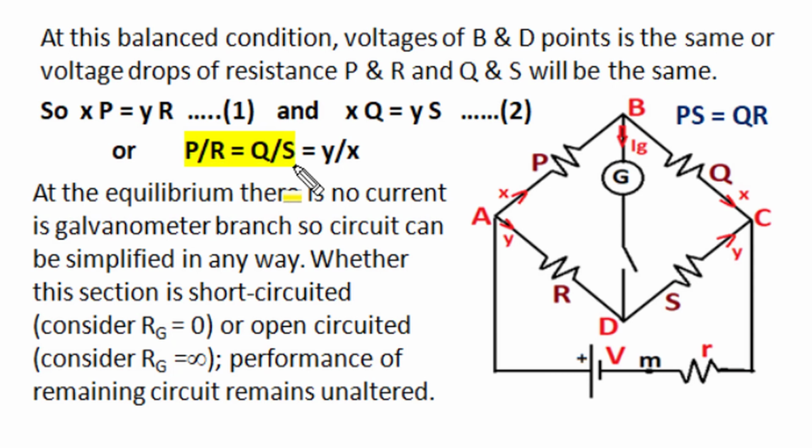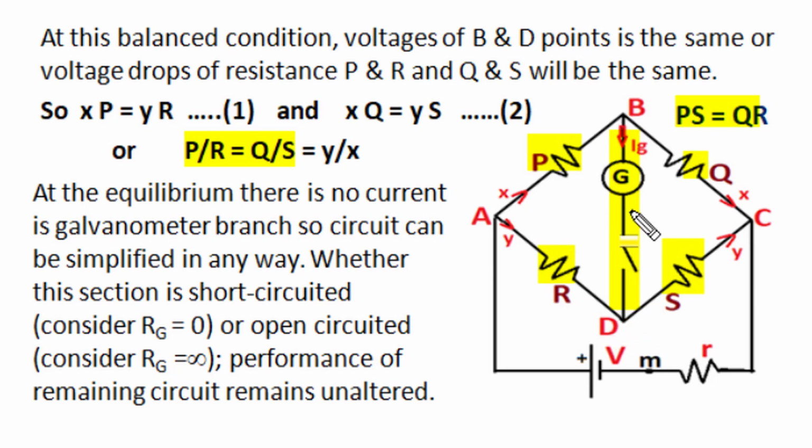This relation of balance can also be written as the product of opposite resistances. P and S are opposite, as R and Q are opposite in this bridge. So the P and S product is equal to the Q and R product, and when such a condition exists, there won't be any current flow through the BD section.